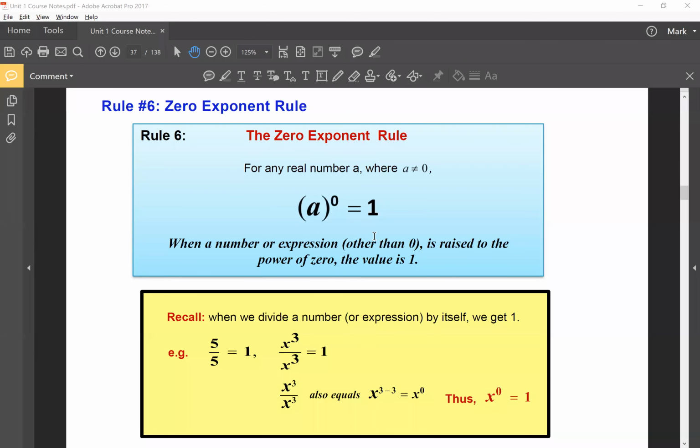2 more rules. The first, rule 6, is an easy rule. Any number to the power of 0, and I mentioned this earlier, literally any number to the power of 0 is 1. 1,000,000 to the power of 0, 1. Decimal 0.00622 to the power of 0, 1. That's it.